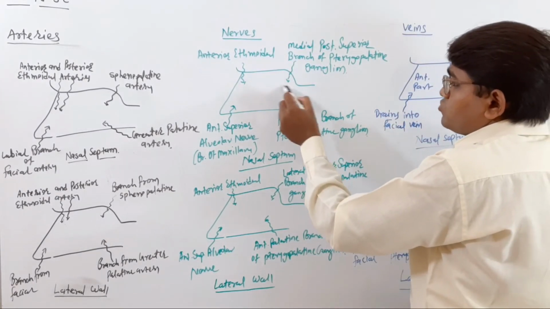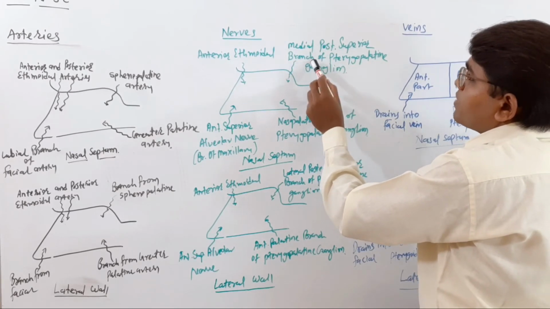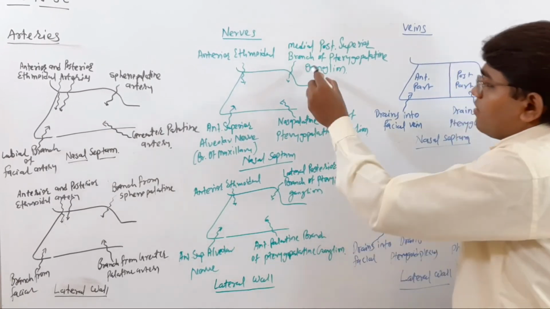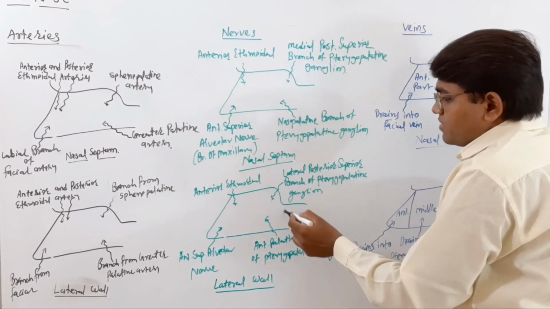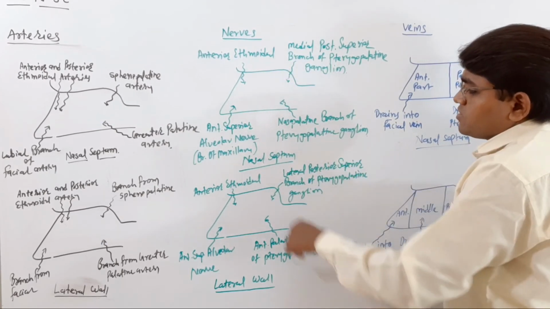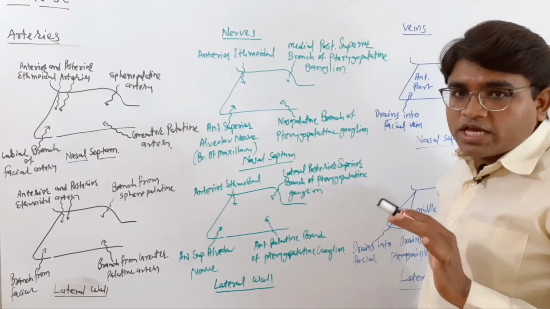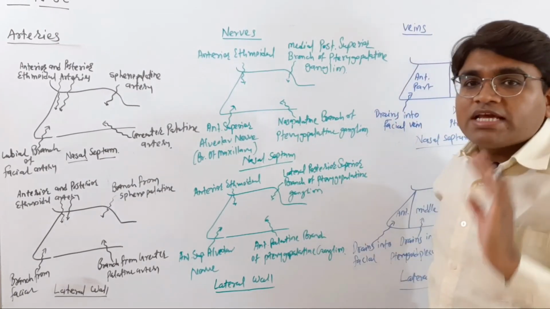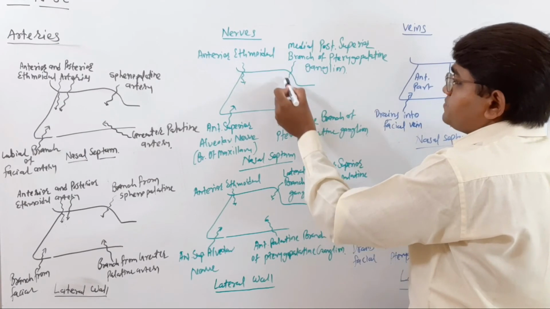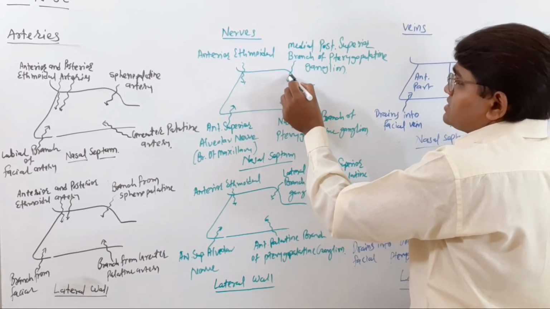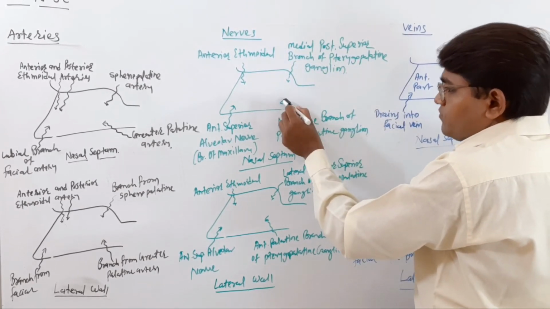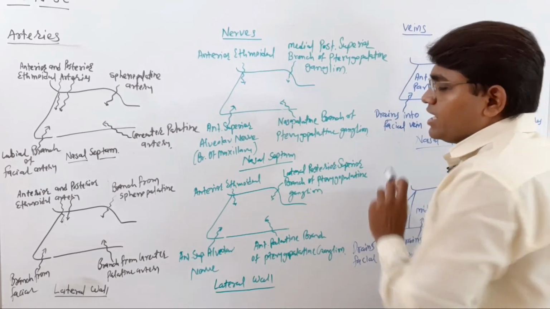Then on the posterior-superior side, the medial posterior superior branch of the pterygopalatine ganglion. On the posterior aspect, on both the nasal septum and the lateral wall, it is supplied by branches of the pterygopalatine ganglion. So the name of the branch on the posterior superior side of the nasal septum is the medial posterior superior branch of the pterygopalatine ganglion, and on the posterior inferior side, the nasopalatine branch of the pterygopalatine ganglion.